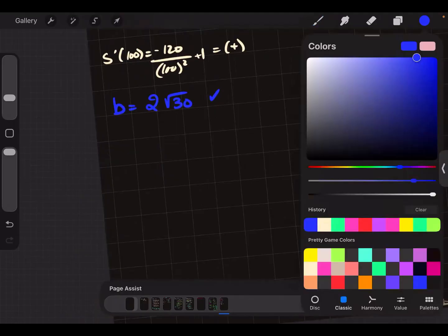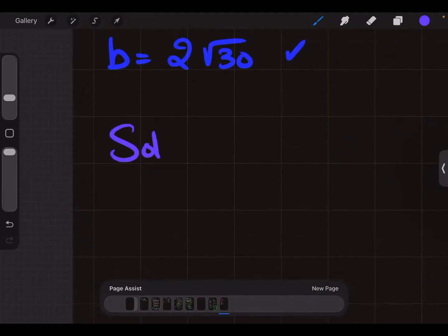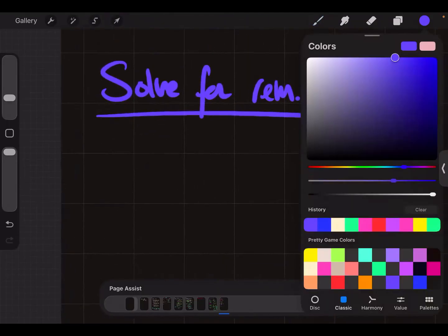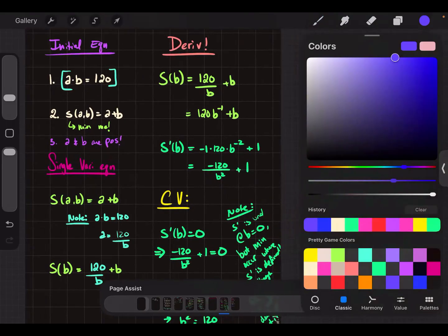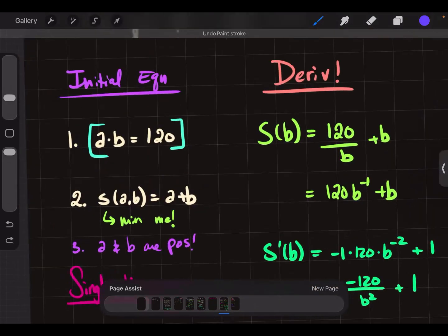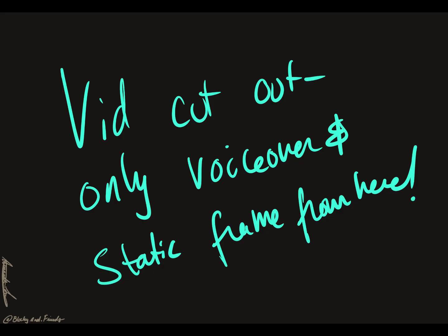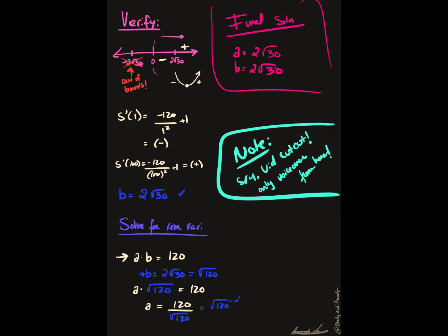And then our final step is to solve for remaining variables. Okay, I'm going to use an easier equation. I'm going to use this: A times B is equal to 120. We know that B is equal to 2 root 30, which is the square root of 120, which means we have A times root 120 is equal to 120. And then you say, oh yeah, that means A is equal to 120 over its own square root, which is equal to square root of 120.